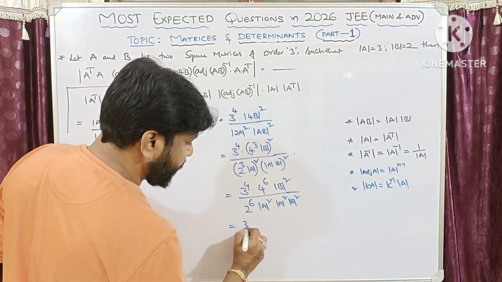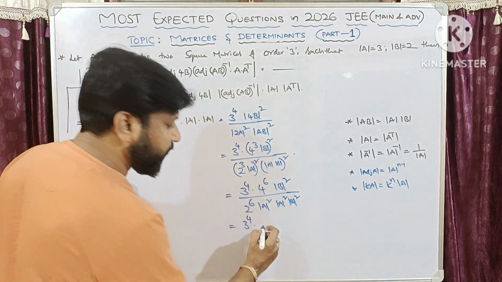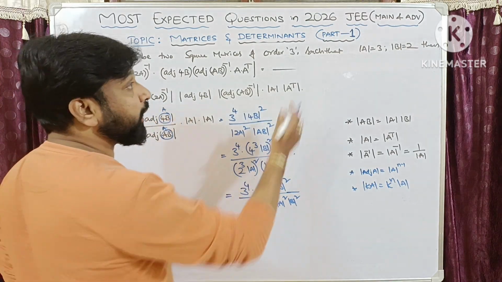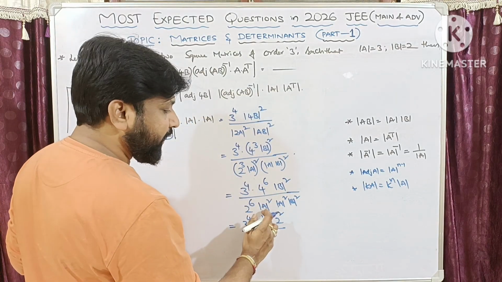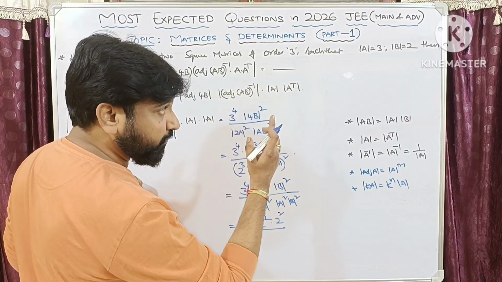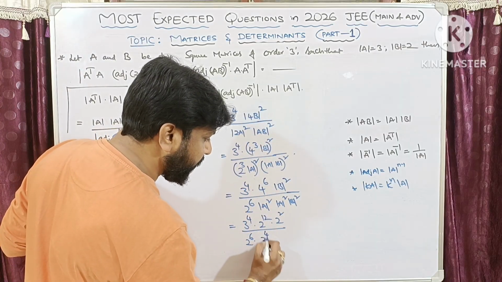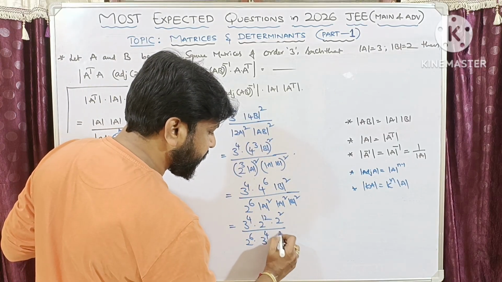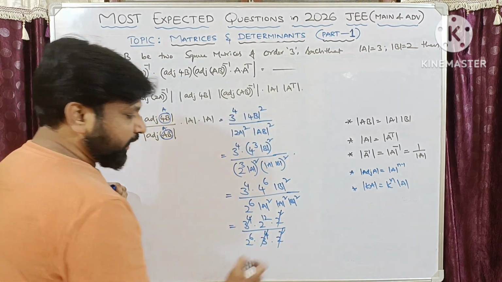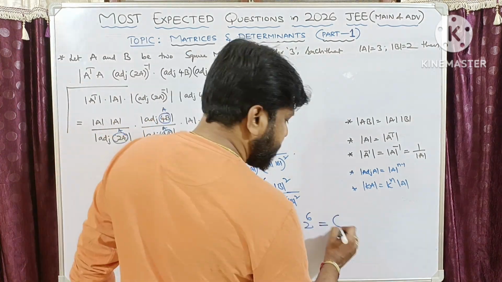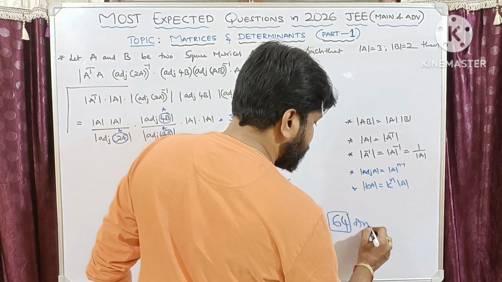What to do? 3 power 4. This is 2 square whole power 6, that is nothing but 2 power 12. Det B is 2, so 2 power 2, whole by 2 power 6 into det A whole square, det A whole square; determinant of A equal to 3, so 3 square into 3 square, 3 to the power of 4, into determinant of B is 2, 2 square. Now, after cancellation, 2 square cancels, 3 power 4 and 3 power 4 cancel, then it remains 2 to the power of 6, that is 64. 64 is your answer, friends.